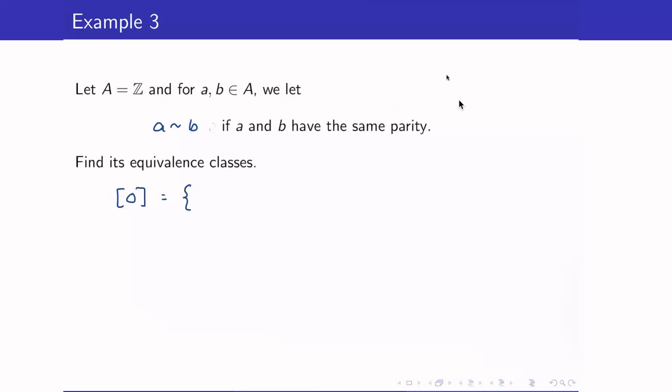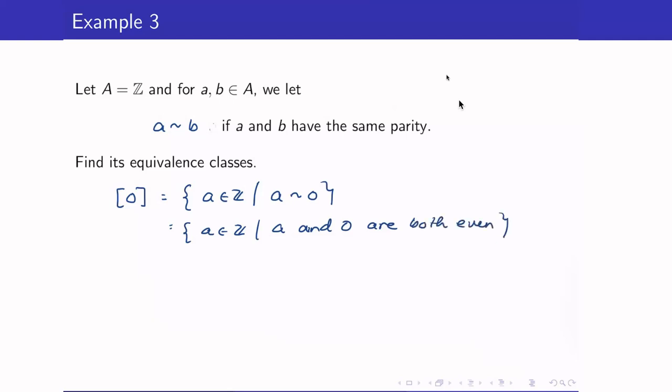It will be the set of all a in Z such that a is equivalent to 0. But this would mean that a and 0 have the same parity, which means that a and 0 are both even. So therefore, this is the set of all even integers.